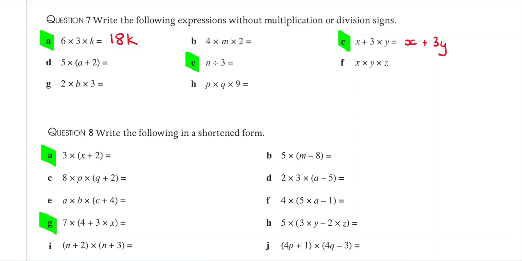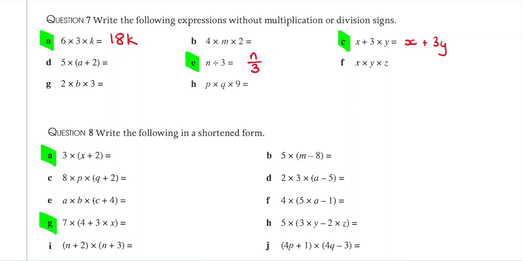That's it. I highlighted this one because it was a divide. We prefer not to do divide signs either. What do we do instead? Fractions. So we write n over 3 instead.